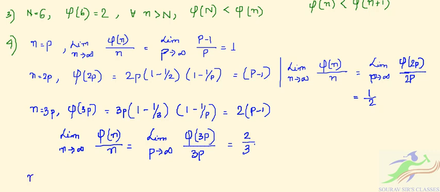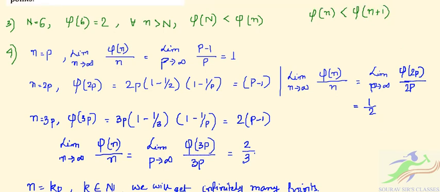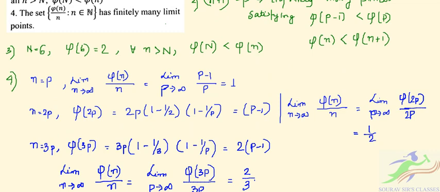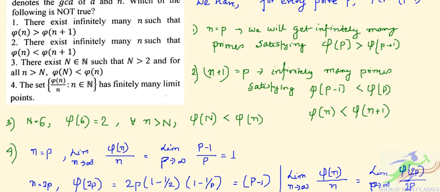Similarly, if we keep n equal to k times p, where k is an element of the set of natural numbers, we will get infinitely many limit points. So this makes statement 4 incorrect, which states that there are finitely many limit points. It will have infinitely many points. So this is the incorrect option, and the answer is option 4.